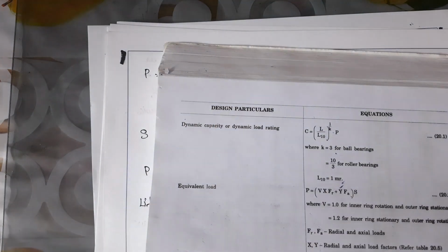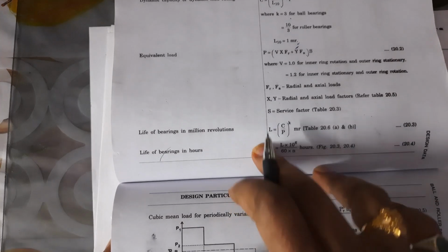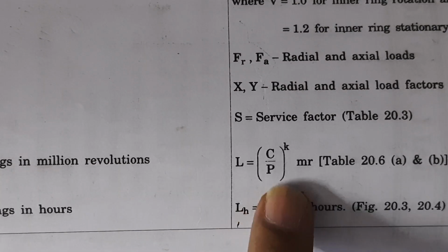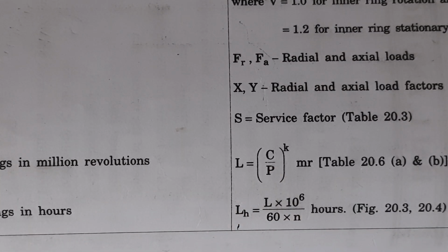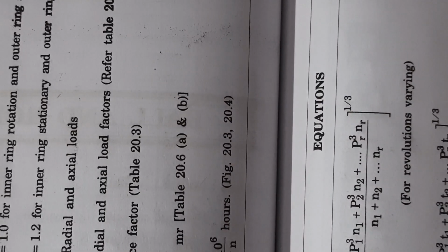So we have to calculate the life. L is equal to life of bearing in million revolutions. So L is equal to (C by P) whole to the power of K. So where can we get the C value? The C value, that is the dynamic capacity, can be found out from the bearing number.